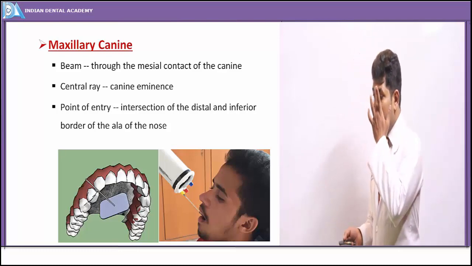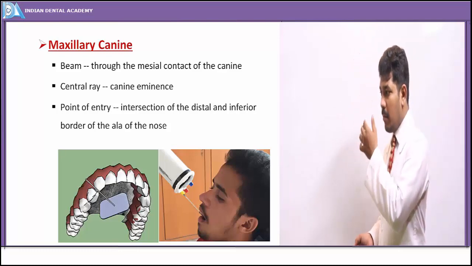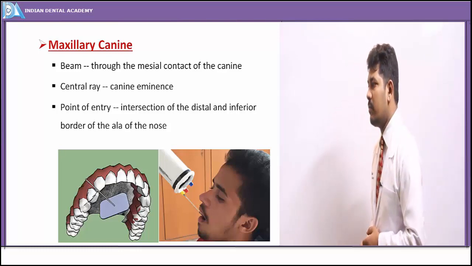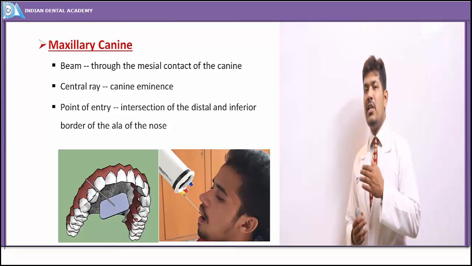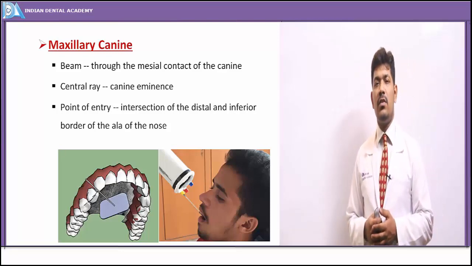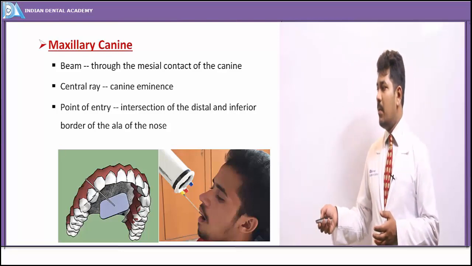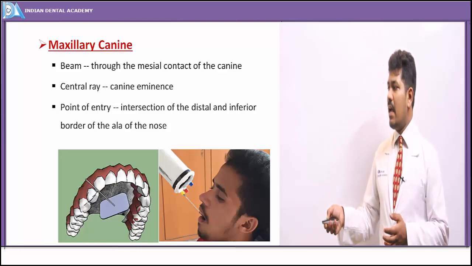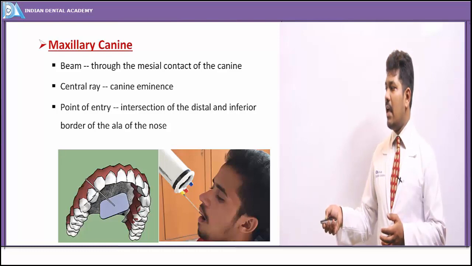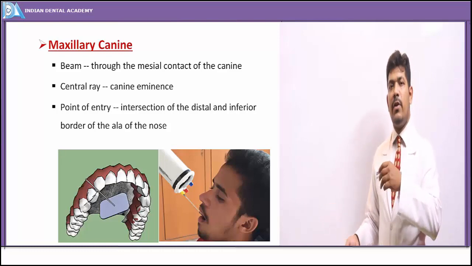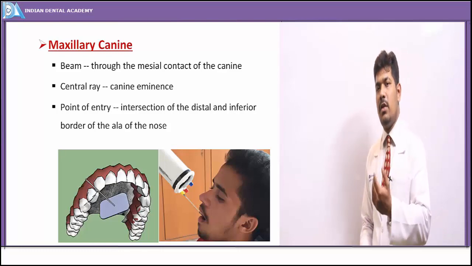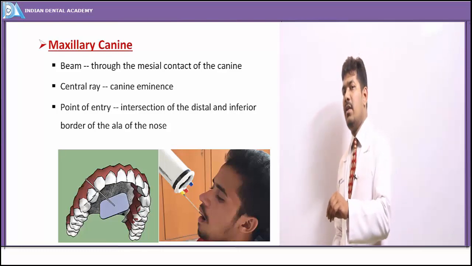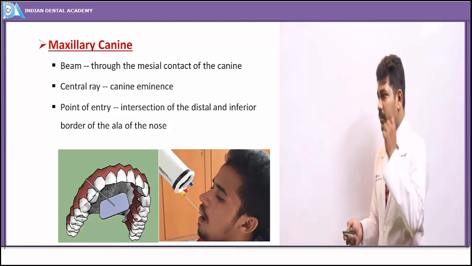The central ray has to pass through the canine eminence, that is the most prominent bony projection above the canine root region. Now the point of entry is nothing but the intersection between the distal and the inferior borders of the ala of the nose. If you see the picture, that intersection point is the point of entry extraorally, so that it enables the central X-ray beam to pass through the canine eminence and hit the canine at right angles.